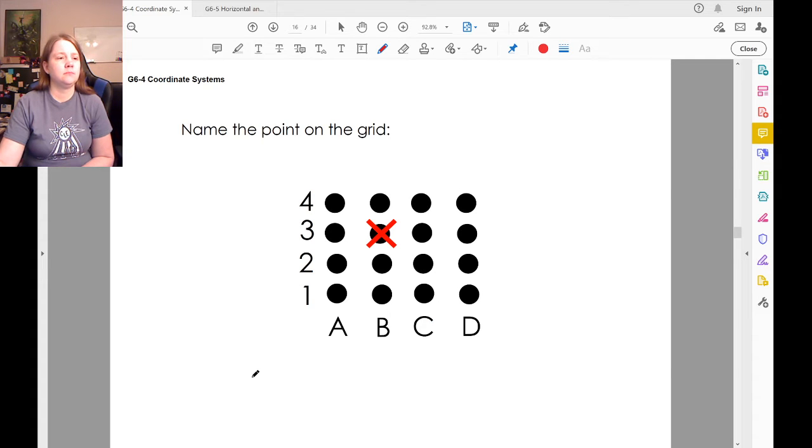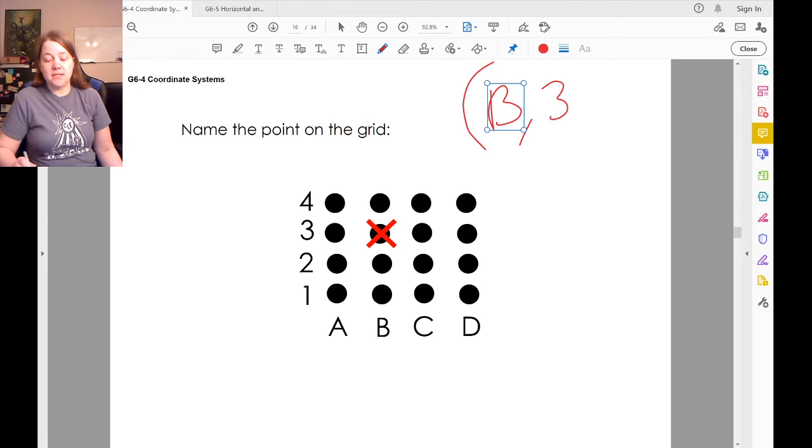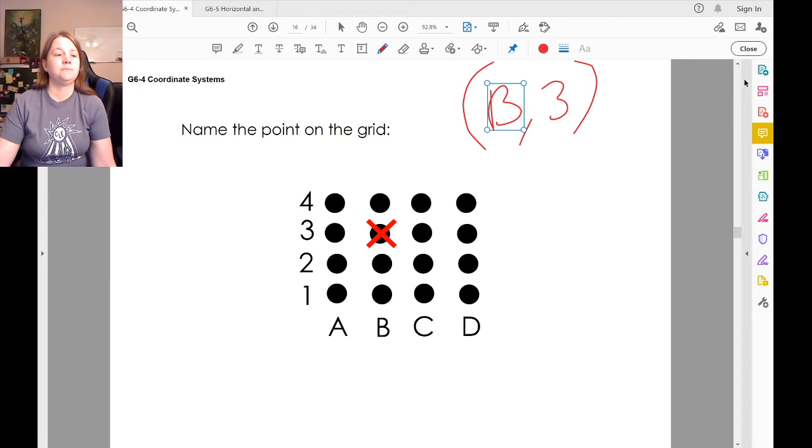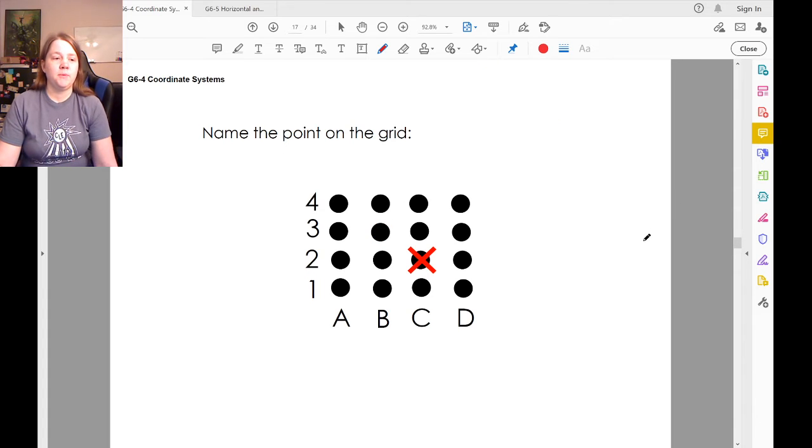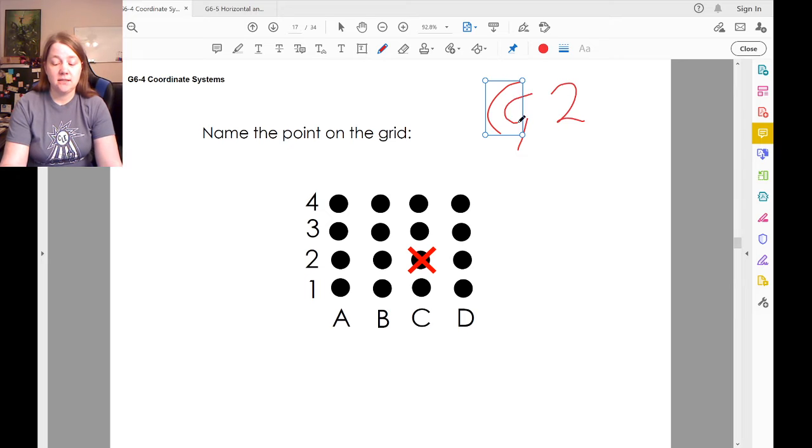Wow! What point is this on the grid? In this case, there's letters, so tell me the letter for run and the number for jump. You should have gotten B3. Putting parentheses around it makes it a coordinate point. What about this point? Did you get C2? If so, good job. If not, double check where everything lines up at.